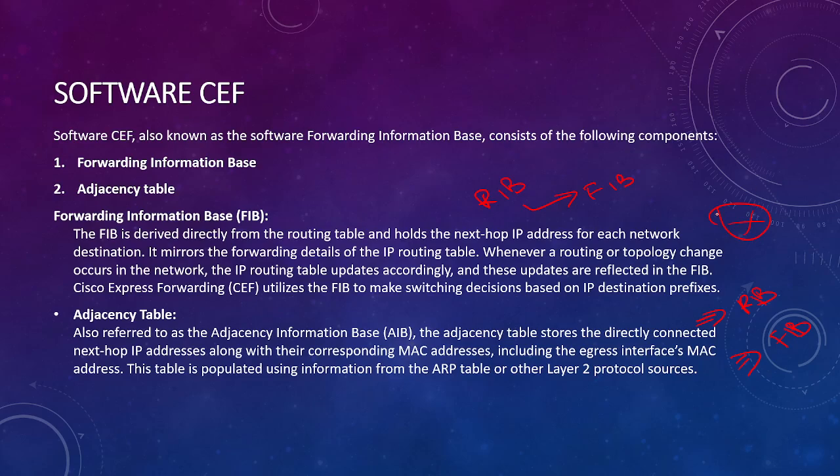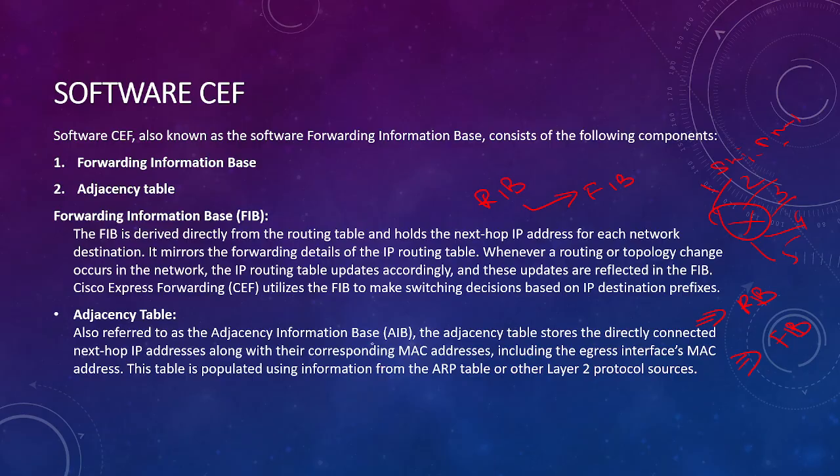Consider that in the router you have 1, 2, 3, 4, 5 interfaces, right? So it has all the ARP entries: what is the next hop, what is the IP address, and what is the MAC address. That is derived from show ip arp, right? Whatever the ARP table has will be copied to the adjacency table.